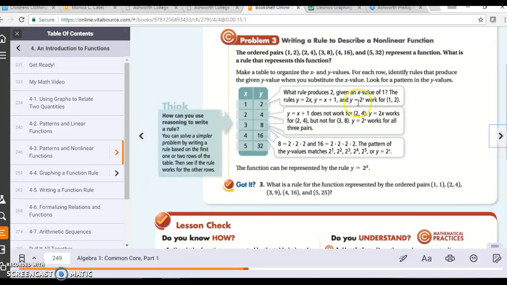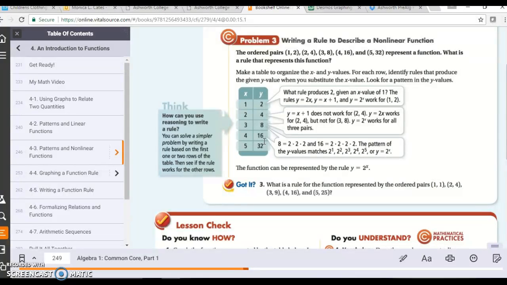And now let's look at this one. 2 to the x. So 2 to the first power gives me 2. 2 to the second power gives me 4. And 2 to the third power gives me 8. 2 to the fourth power gives me 16, and so on and so forth. So it works for all of them. So that's the key thing. I have to check and make sure that the function that I came up with works for all of them. And so the function rule can be represented by 2 to the x.